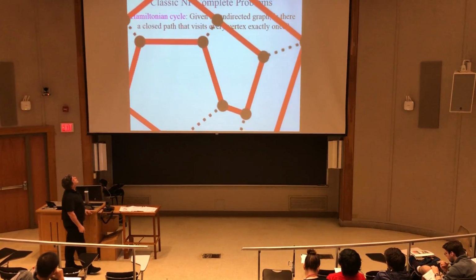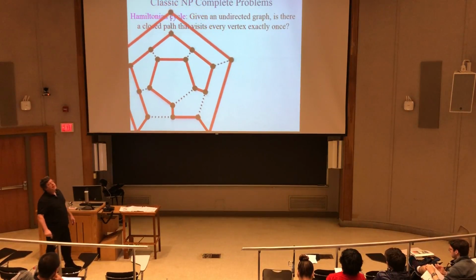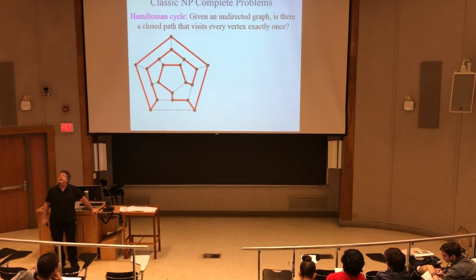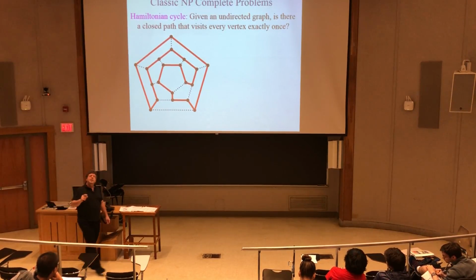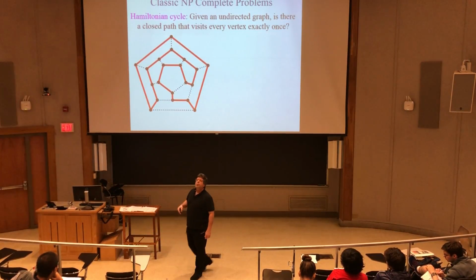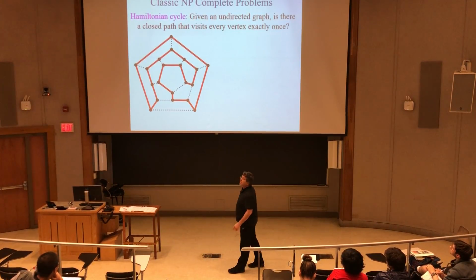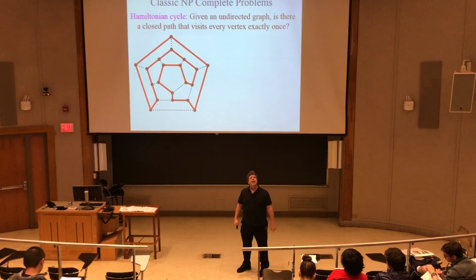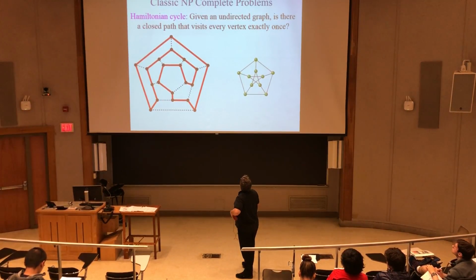Hamiltonian cycle. I give you an undirected graph, and I say, is there a way to traverse this graph in such a way that every node is visited exactly once? Now, if you do it with every edge visited exactly once, that's Euler tours. That one is easy to solve. You can do even Euler tours in linear time, but Hamiltonian tours, where every node is traversed exactly once, that's not easy to solve at all.